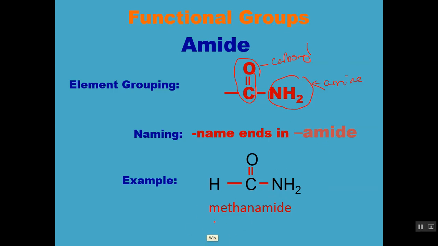So notice what we have. For example, in methanamide, notice we've got carbon with the carbonyl group and the amine group attached to it. Only one carbon, which is where we said meth. And then we gave the ending amide because of the carbonyl group and the amine group, which combine together to make an amide group.